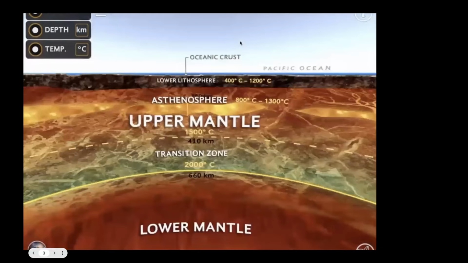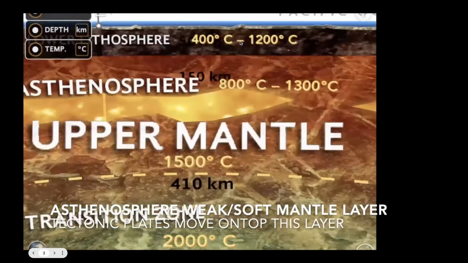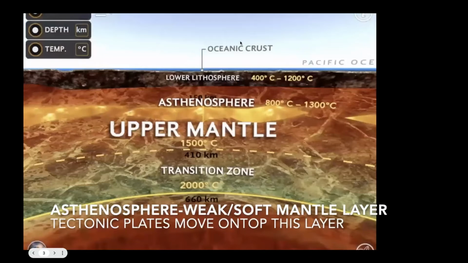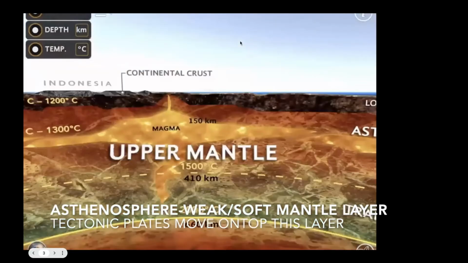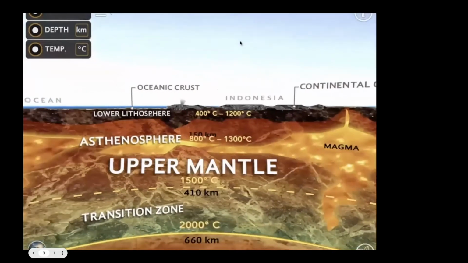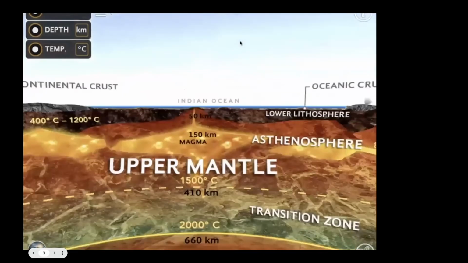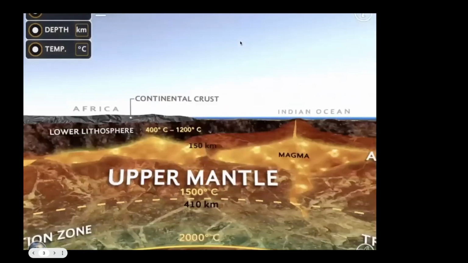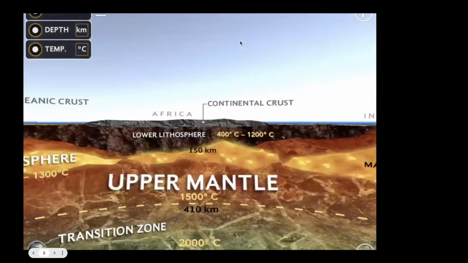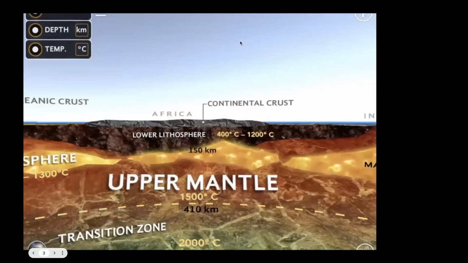So now we have little animals. Animal stands for the asthenosphere. What do you guys notice about the movement of the rock in the asthenosphere? So the asthenosphere is the layer of weak or soft mantle that is made of rock that flows slowly. So hopefully you guys are able to take a look at some of the magma and the movement of that rock. The tectonic plates actually move on top of the asthenosphere. So animal stands for asthenosphere.